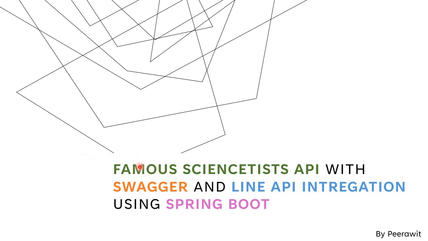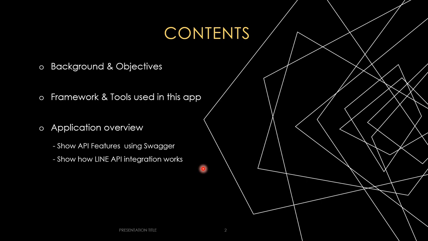Hello everyone. Today I would like to present the Famous Scientist API with Swagger, a live API integration using Spring Boot. I have divided the contents into three parts. The first part I will talk about the background and objectives, to tell you the reasons why I want to do this project. Then the framework and tools used in this app. Then the application overview. In this section it contains 6 bullets, and each bullet will provide the explanation of the key features of the application. After finishing each bullet of the explanation, I will show you how the application works.